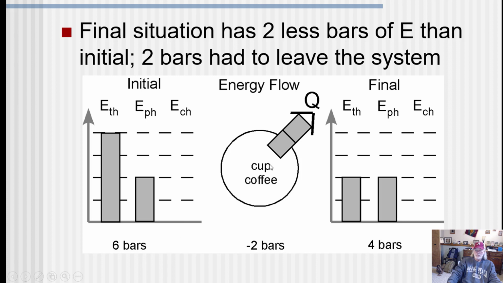We can show this as an arrow going out of the coffee into the surroundings, and that is referred to as Q. So we can show 2 bars leaving the cup of coffee going into the surroundings. We started arbitrarily. We said, okay, the hot coffee is 4 bars. It cools down to 2 bars. And our energy of phase change, seeing we didn't have any phase change, remains at 2 and 2. So we have a loss of 2 bars of energy.